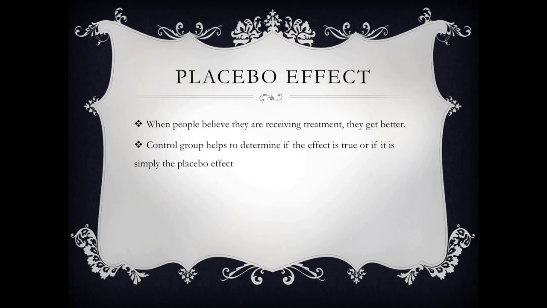The reason why you need a control group, and when you're doing a medical study you need a placebo, is there's something called the placebo effect. The placebo effect is mental: if you think you are receiving treatment, you're going to get better. There is research that shows that this placebo effect is true. Just thinking you're receiving treatment does make you better. So you have to have that control group, that placebo group, so that you can determine whether the medication is actually effective or just believing you're on medication is what's effective.